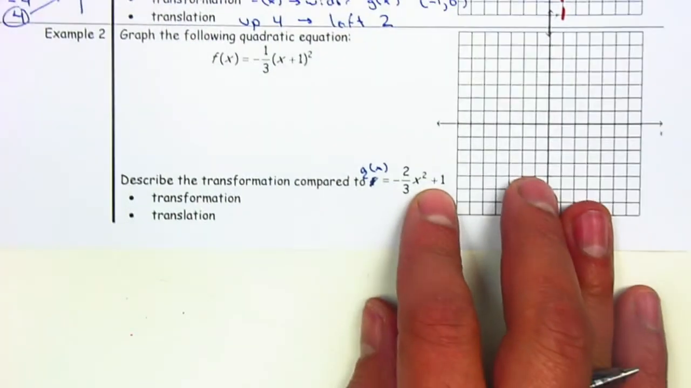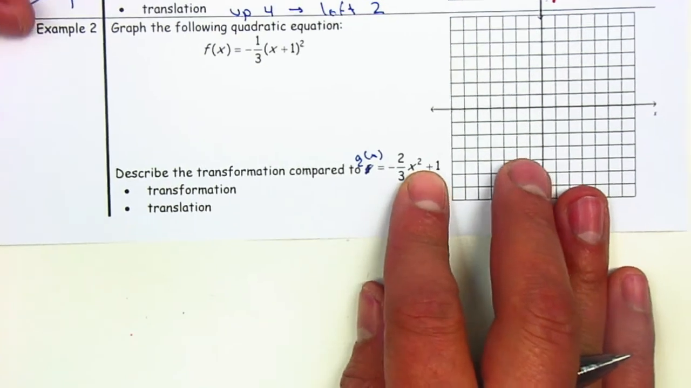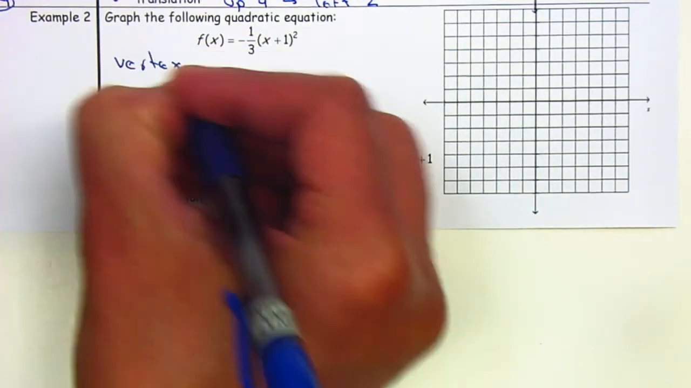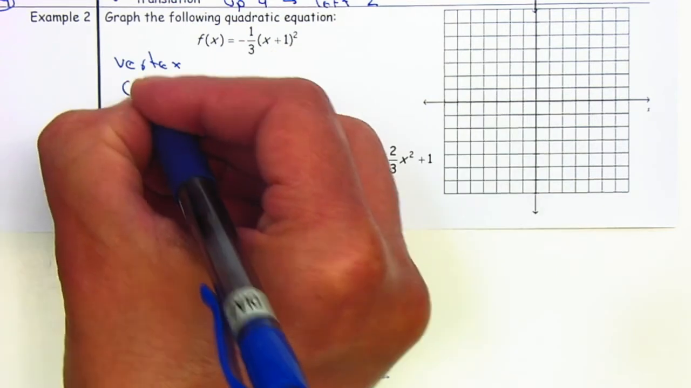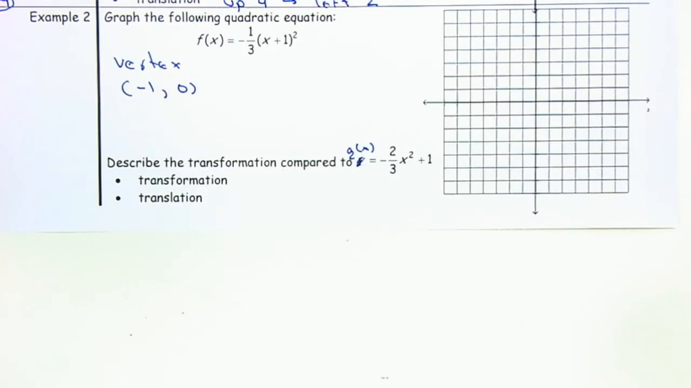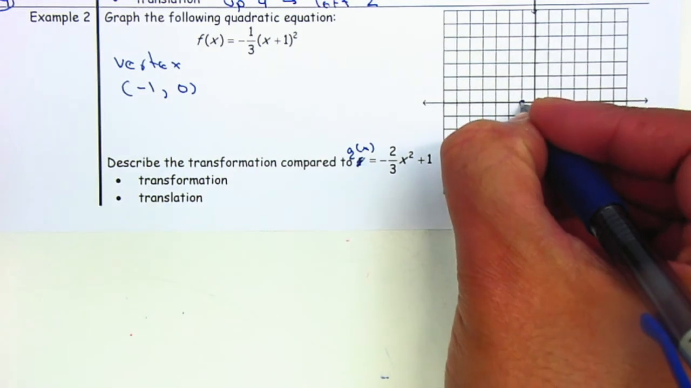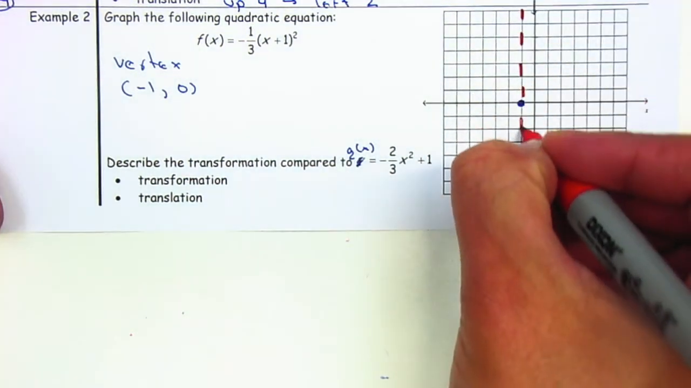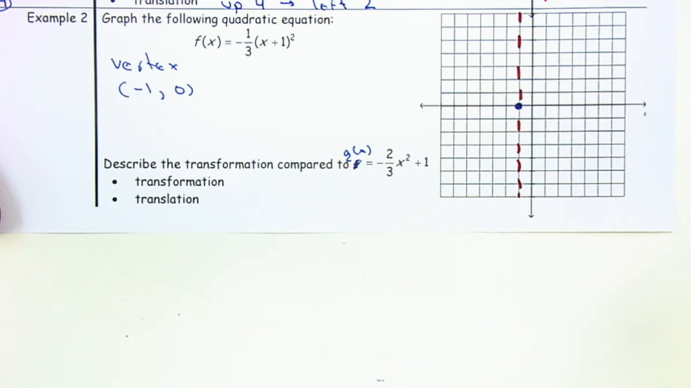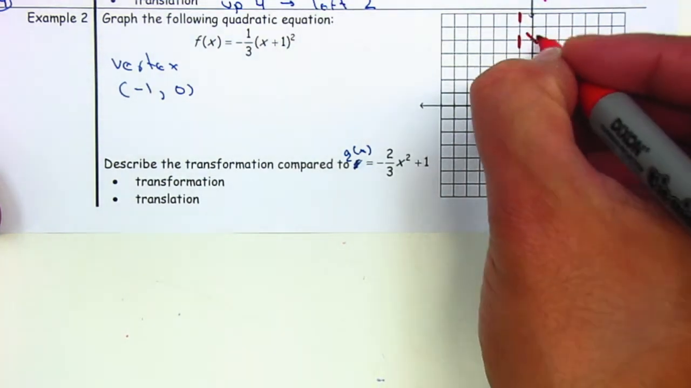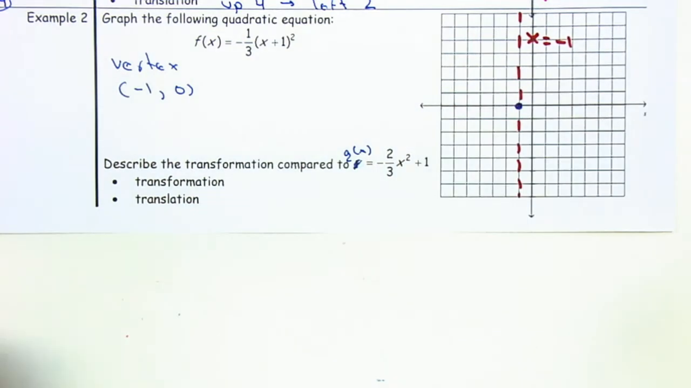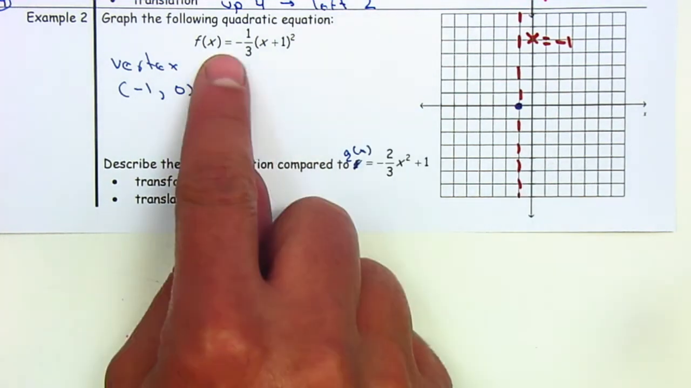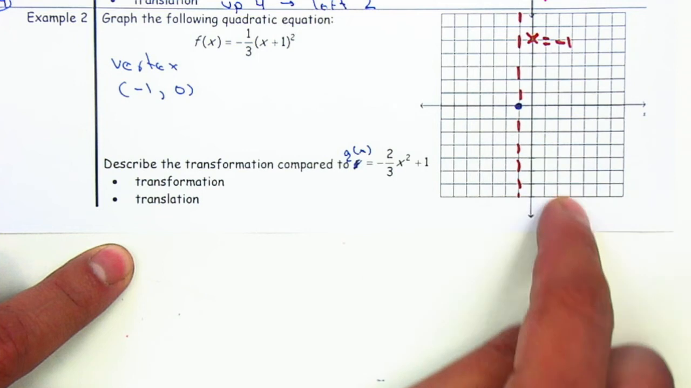Example number 2. We need to graph the following equation. First, I'm going to find the vertex. The vertex is h and k, so that'll be negative 1 comma 0, because there's no k. Negative 1 comma 0 is located here. Automatically, I'm going to draw the line of symmetry as the very next step. I know it's crossing the x-axis at negative 1, so this will be x is equal to negative 1. And if you notice, the value of a is negative, so this will be facing down.